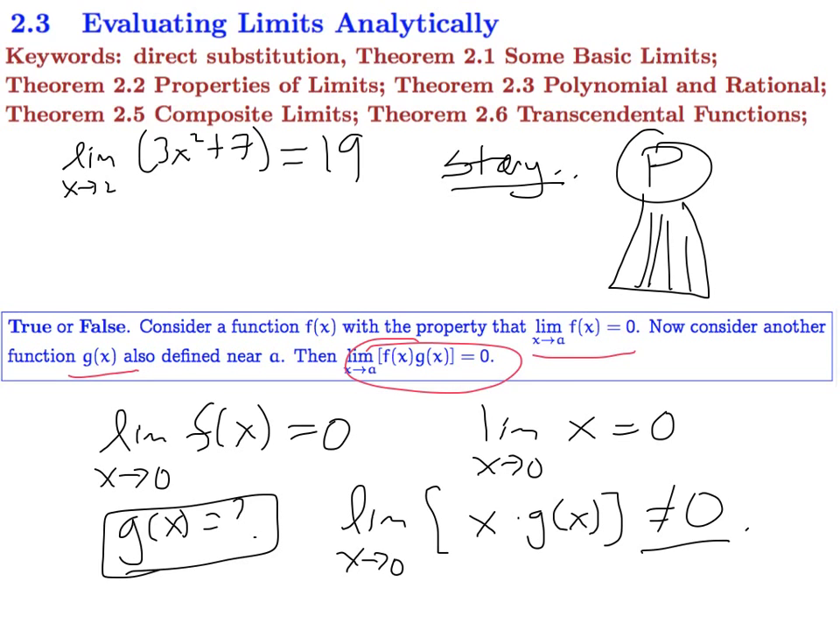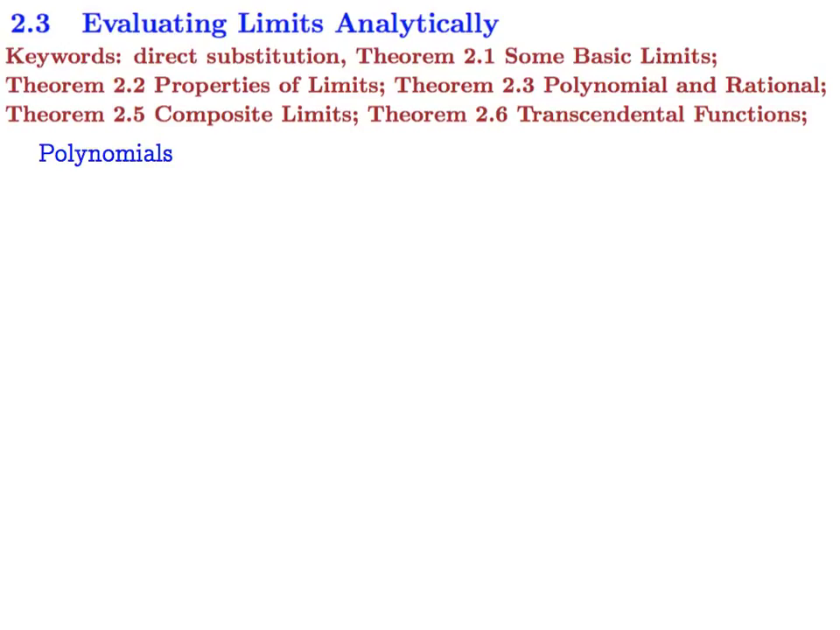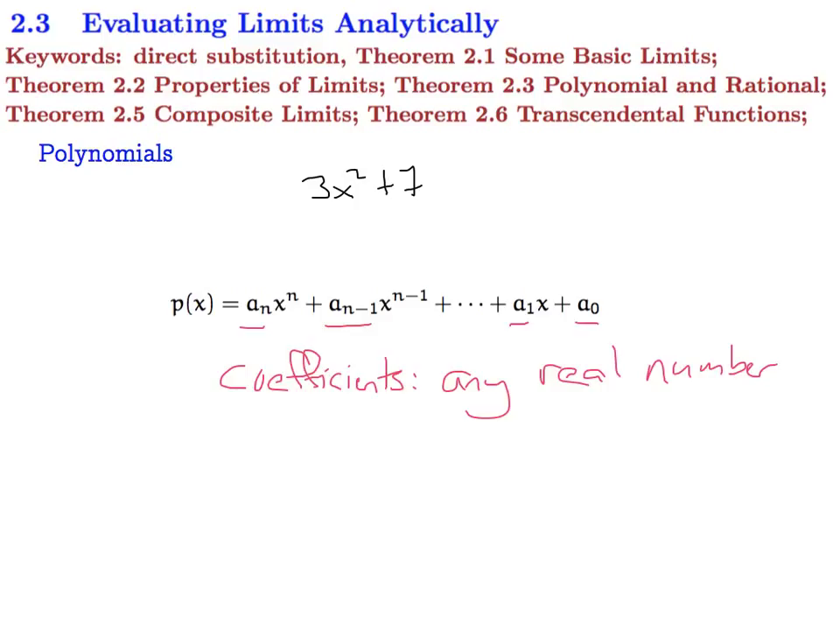It's a fun problem. So we want to quickly talk about polynomials. So that function we had in the last limit problem, 3x squared plus 7, you might remember is a special type of function called a polynomial. Now in general, polynomials look like this. They look like pretty nice looking functions, but there are two special properties of polynomials. One is that the coefficients, the numbers out in front of the x's, can be any real numbers that you want.